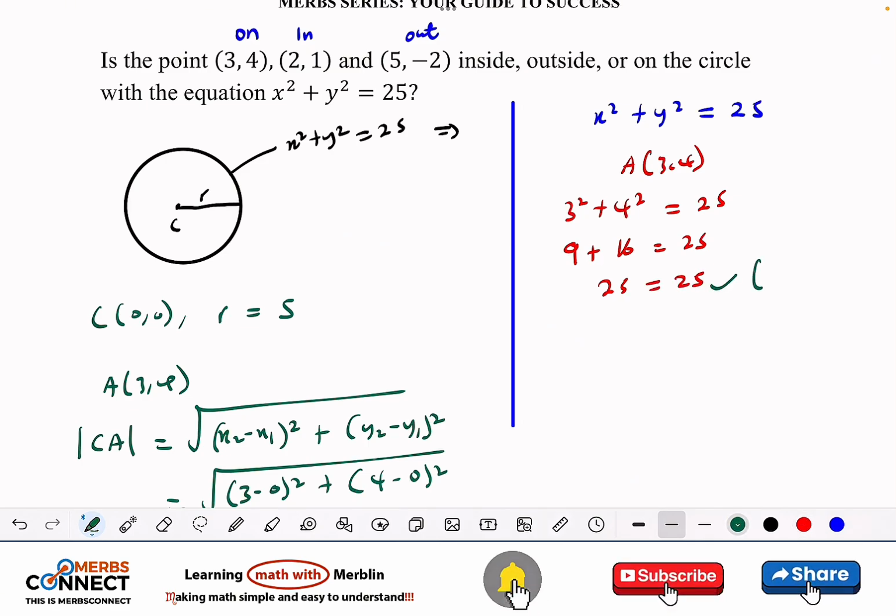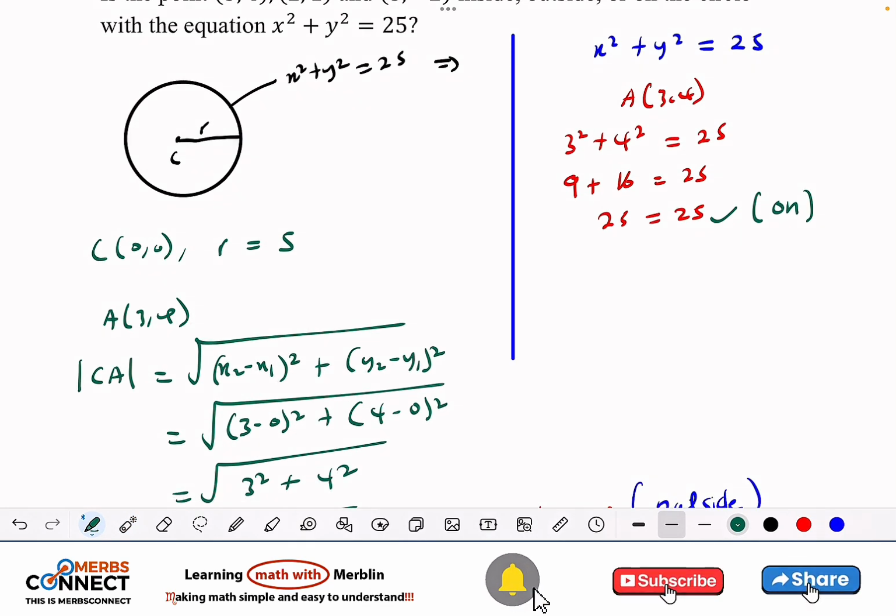So what is the conclusion? On, which is right here. We didn't suffer. We don't need to go and find the radius, find the center, and then check the distance between the center and the point. And we are done. That is incredible.